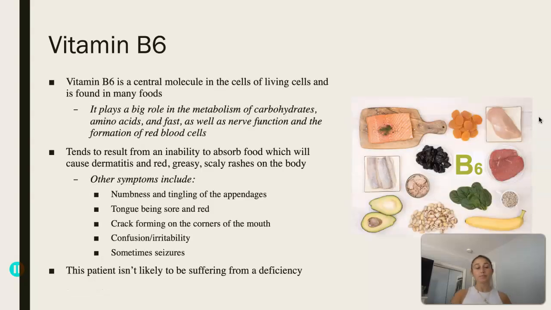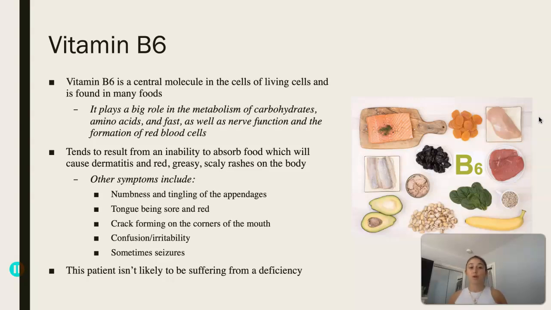Vitamin B6 is a central vitamin in living cells and is found in many foods, as seen in the image on the right. It plays a very big role in the metabolism of carbohydrates, amino acids, and fats, as well as nerve function and the formation of red blood cells.